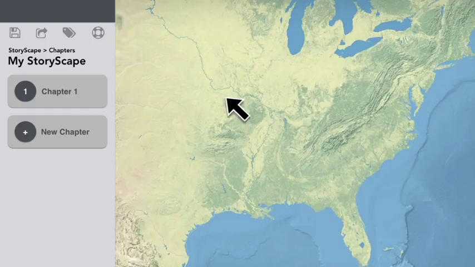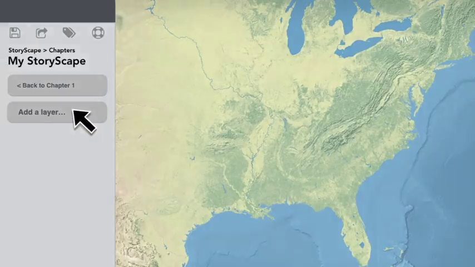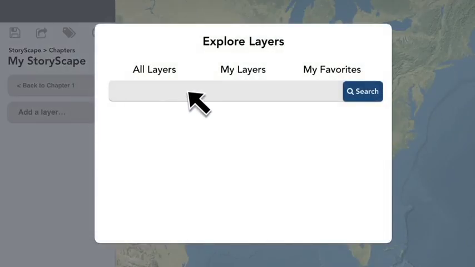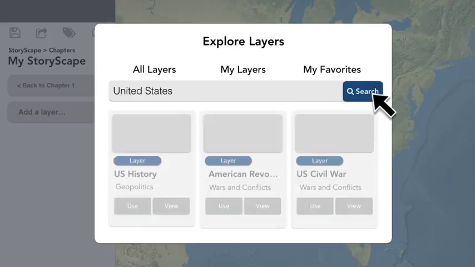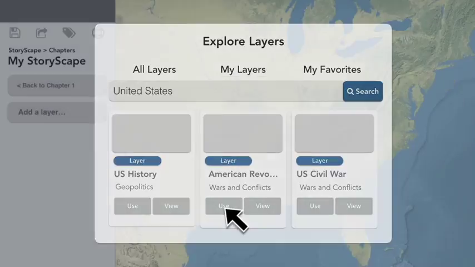Your next step is to add layers to your chapter. Click Add Layer to launch the Explorer window. You may use layers imported by others, your own layers or the ones you marked as favorites. To easily find a layer, type in the keyword in the search box provided. Once you find the layer you need, click Use and this will add the layer to your list.